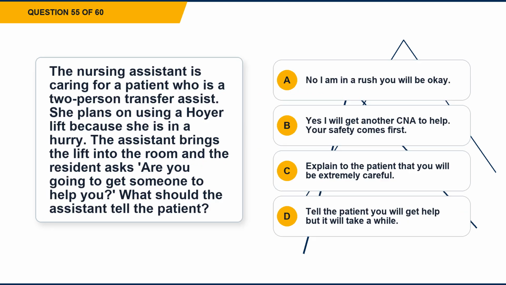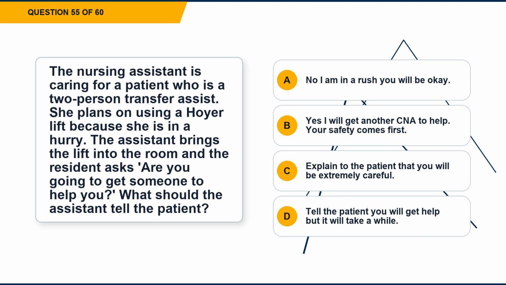Question 55. The nursing assistant is caring for a patient who is a two-person transfer assist. She plans on using a Hoyer lift because she is in a hurry. The assistant brings the lift into the room and the resident asks, "Are you going to get someone to help you?" What should the assistant tell the patient?